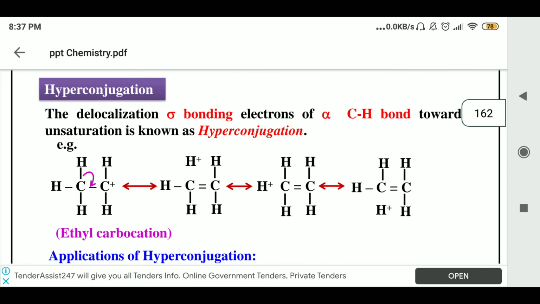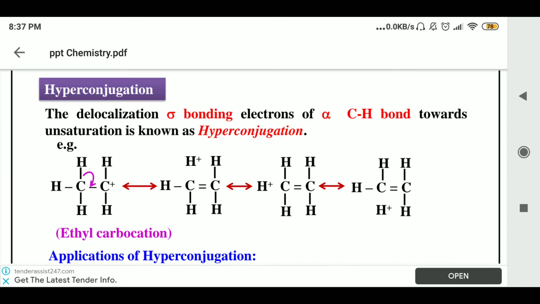Now talking about hyperconjugation, a very important point for organic chemistry students to understand: the delocalization of sigma bonding electrons of the alpha carbon-H bond towards the unsaturation is known as hyperconjugation. Children, understand what is happening here: when there is a transfer of electrons, this bond between carbon and hydrogen gets transferred. So what happened, the H plus ion leaves, and there is a formation of double bond between carbon and carbon. So this is known as ethyl carbocation.